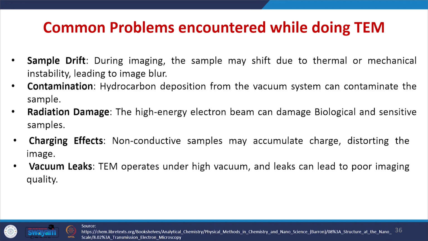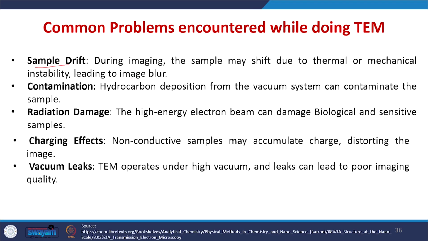So, let us see some of the common problems encountered while doing the TEM and how to overcome these problems. The first one is sample drift. During imaging, the sample may shift due to thermal or mechanical instability, due to which you get the blurred image. The second reason may be contamination. Hydrocarbon deposition from the vacuum system can contaminate the sample. The third one is radiation damage. The high energy electron beam can damage the biological or some of the sensitive samples.